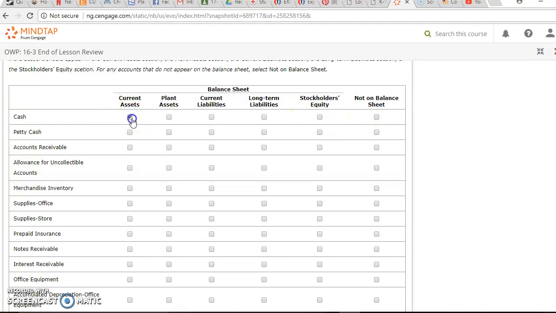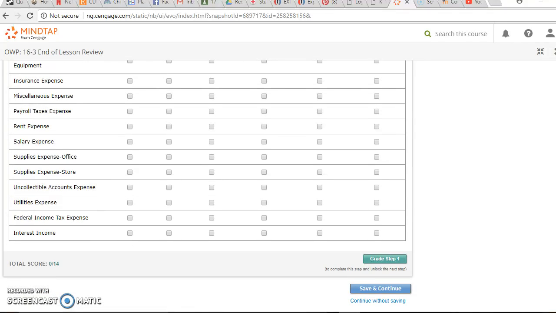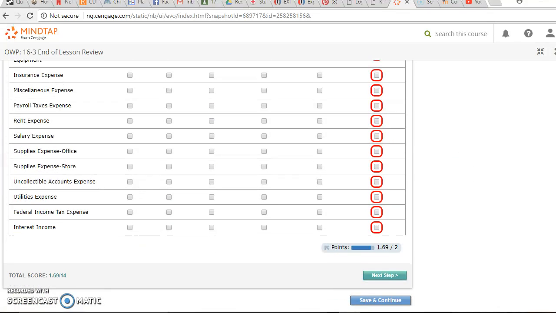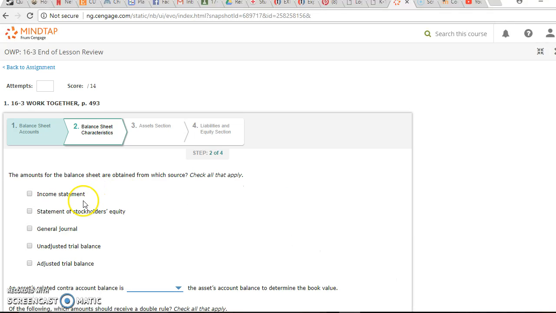So for example, cash is a current asset, petty cash current, accounts receivable current, allowance for uncollectible accounts is. So list your assets, go through and list these, see how you do, and compare it with the book here as far as you just got a glimpse of what those look like.